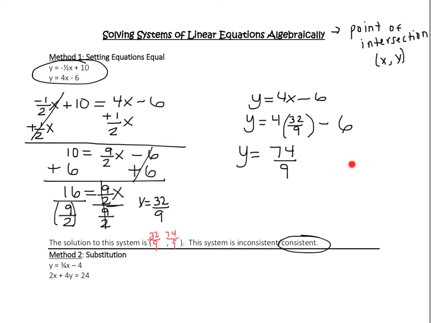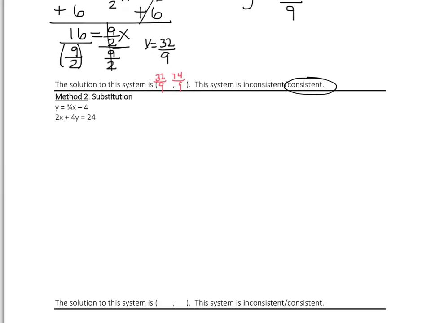So to find the y value, I picked any of these two equations. I chose the bottom one, and I substituted the x that I just got from the first spot. And I got 74/9. And then I put this x and this y together and made a point. Some of this should be familiar because you did this in Algebra 1, but if not, don't worry and we'll practice it. Okay, let's move on to example number 2.